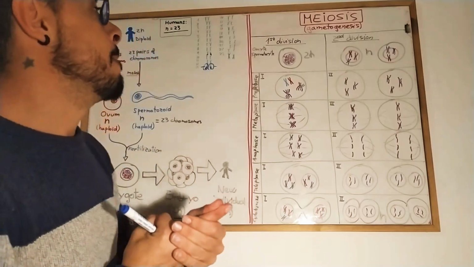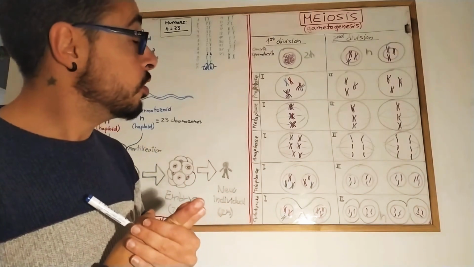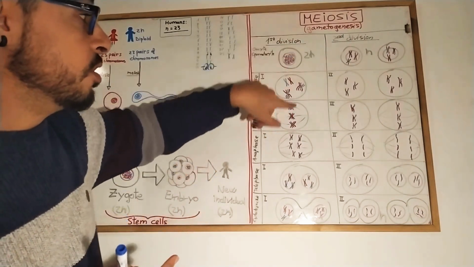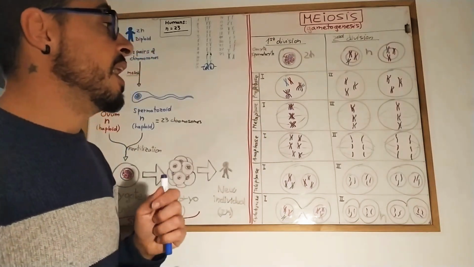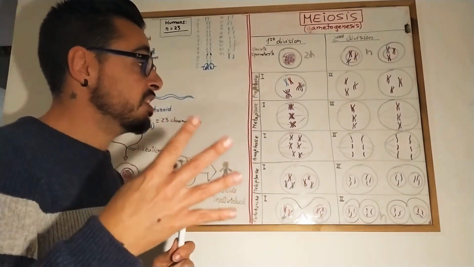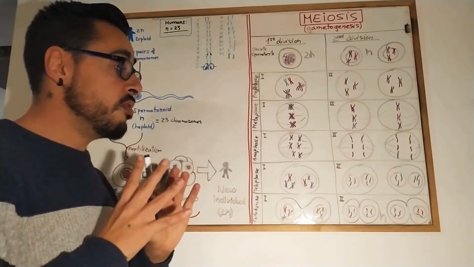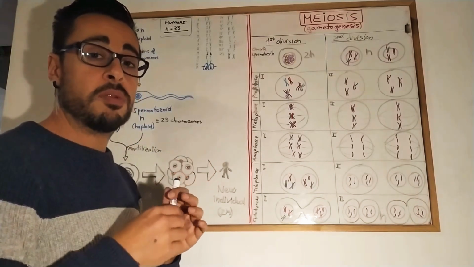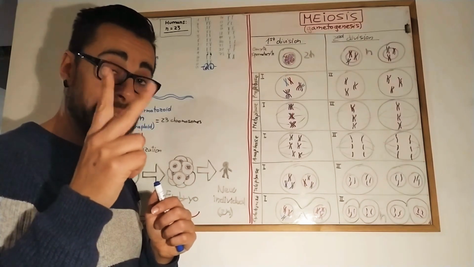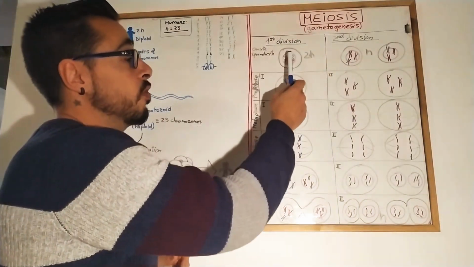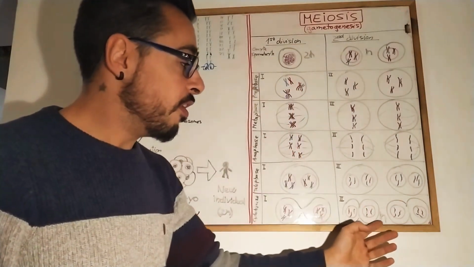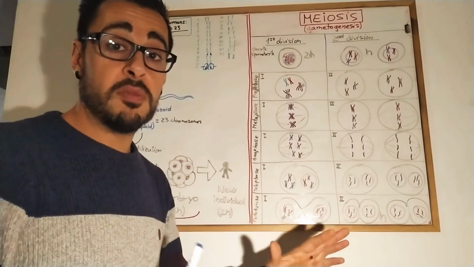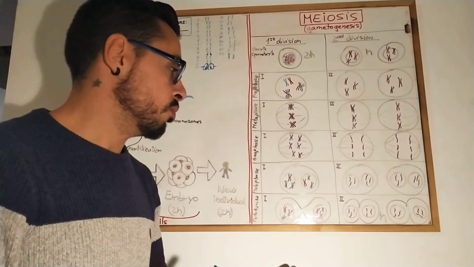Third difference: during mitosis, there's no crossing over, and during meiosis, there's crossing over. And the last difference, the fourth difference, is that during mitosis, we obtain from one cell 2 identical cells. But in meiosis, from one cell, we obtain 4 genetically different cells. These cells are going to form the ovums and spermatozoa.